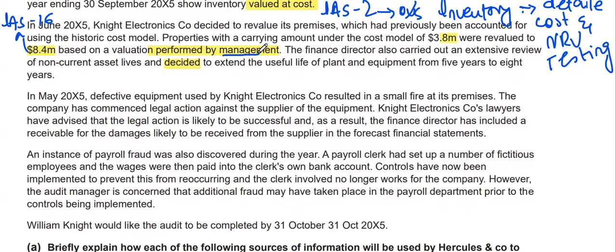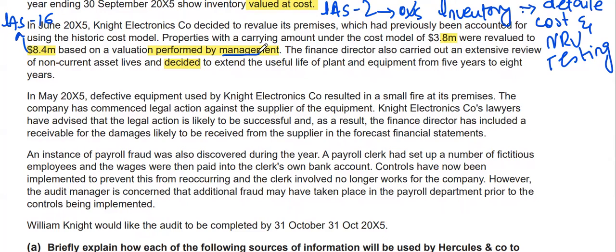And when should it be performed? When there is a significant difference between cost and revalued amount. And it should be performed for the whole class of this asset. Whole class of properties should be revalued. So the fact that first of all the revaluation is performed by the management and not by an independent valuer, it means that the properties are overstated.